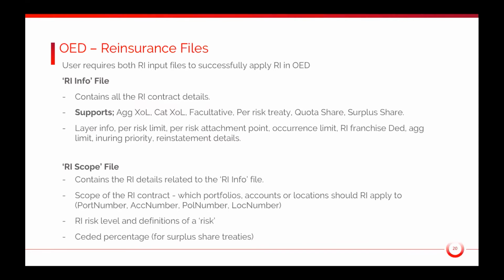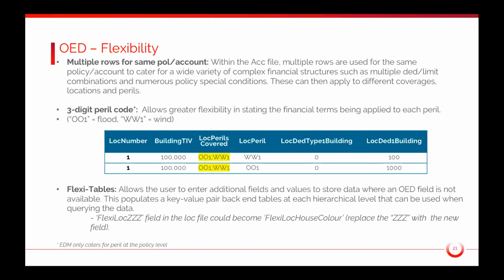And then the scope file contains the details that are related to that info file. So it will be the exposure that the reinsurance should apply to, which is set out in your portfolio numbers and your account and policy number fields. We also have your risk level, definitions of risk, and then also your ceded percentage when you're looking at surplus shares.